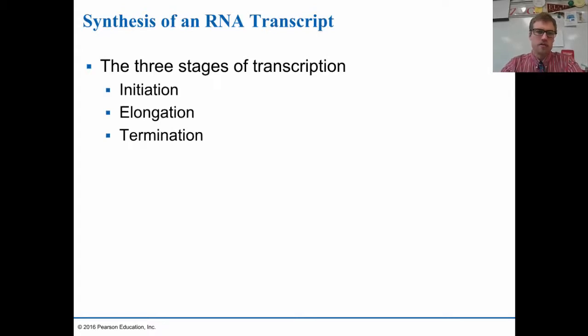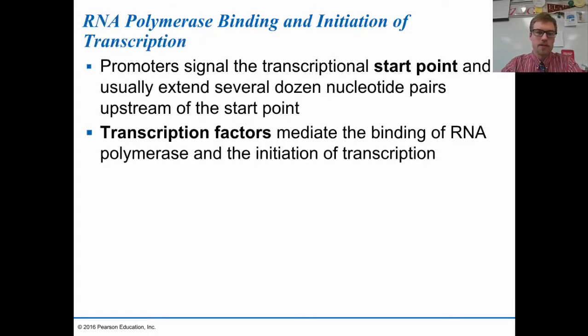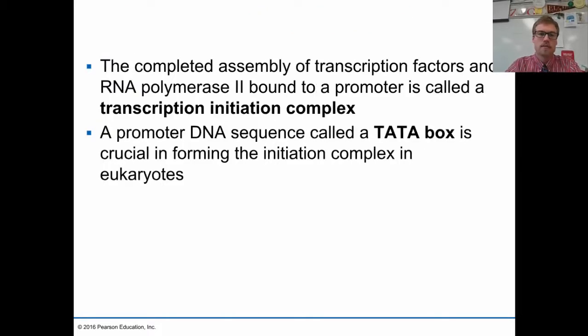Again, the three stages of transcription are initiation, elongation, and termination. And the promoter signals the transcriptional start point, and that is where initiation will begin. Transcription factors and mediator proteins are going to help the binding of RNA polymerase and will initiate the process of transcription. In our next video, I'll talk a little bit more about that process and how it is regulated in eukaryotic and prokaryotic cells.